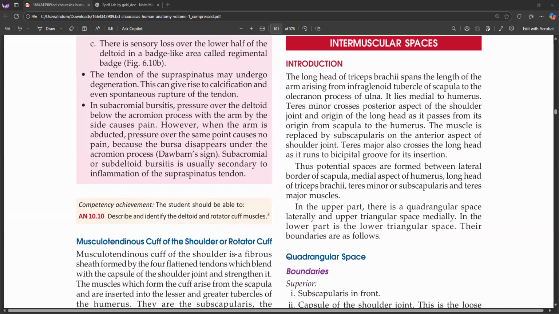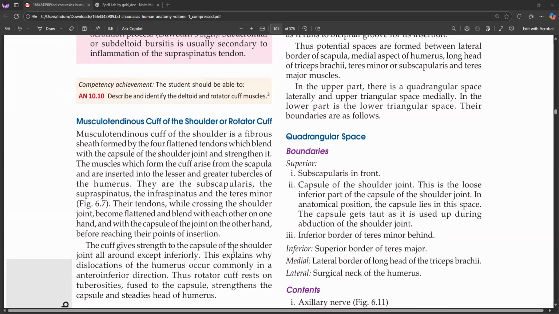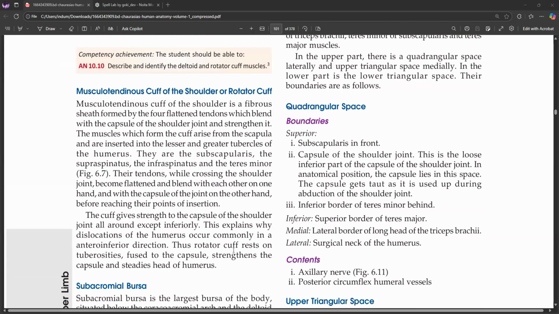Musculotendinous cuff of the shoulder or rotator cuff. Musculotendinous cuff of the shoulder is a fibrous sheath formed by the four flattened tendons which blend with the capsule of the shoulder joint and strengthen it. The muscles which form the cuff arise from the scapula and are inserted into the lesser and greater tubercles of the humerus. They are the subscapularis, the supraspinatus, the infraspinatus, and the teres minor, figure 6.7.